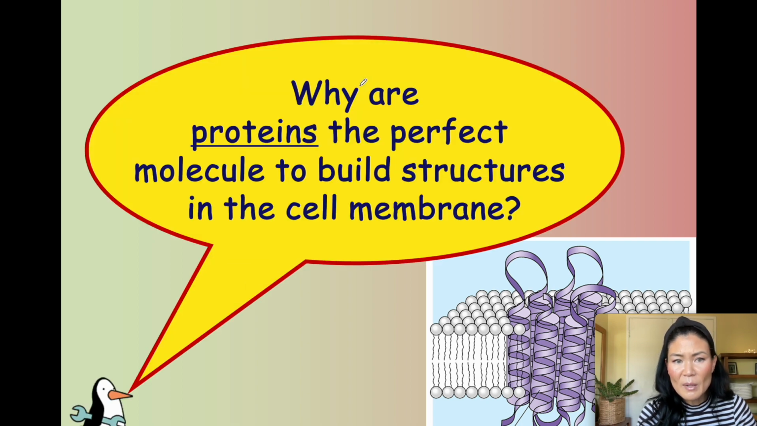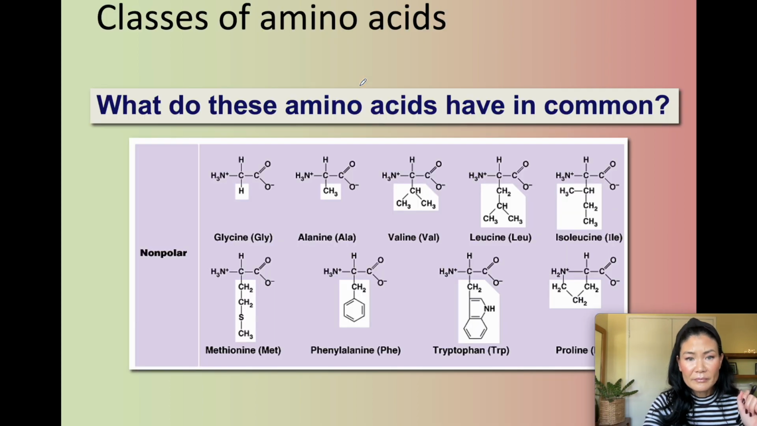So now let's talk about proteins. The proteins, these transport proteins. Why are proteins the perfect molecule to build structure in the cell membrane? What allows for the nature of proteins to be the perfect molecule to be the transfer proteins, to allow things in and out of the cell? We have to talk about amino acids, right? Because remember, proteins are made up of amino acids.